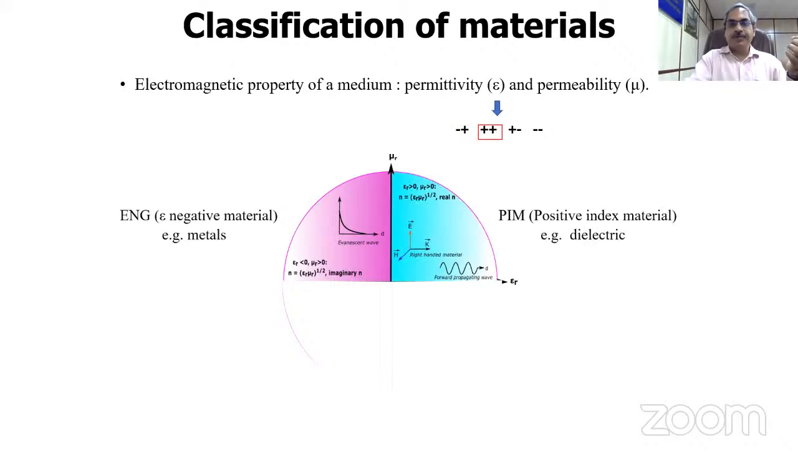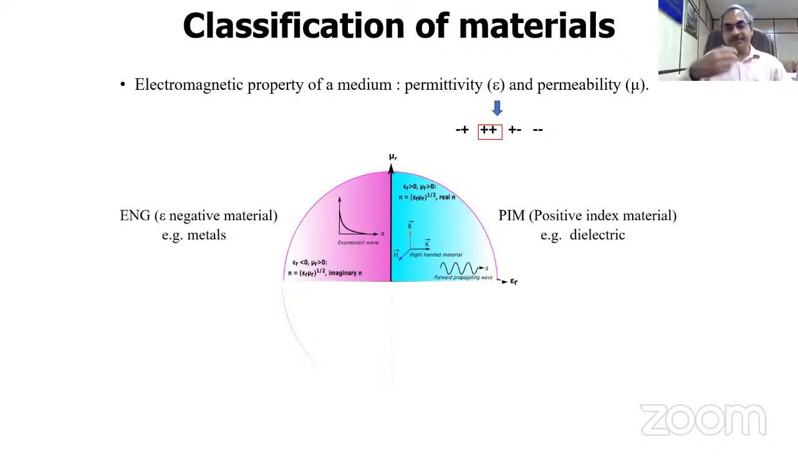If you go to the first quadrant, here both epsilon and mu are positive. Most of the materials which we see, the so-called insulators or dielectric materials, all have epsilon and mu both positive. The refractive index of the material, which we study in optics, is given by the square root of epsilon times mu. Typically, we take non-magnetic material, so mu is taken as 1. So when we write n equals square root of epsilon, it's for non-magnetic materials. Most of the materials which we see in nature have both epsilon and mu positive.